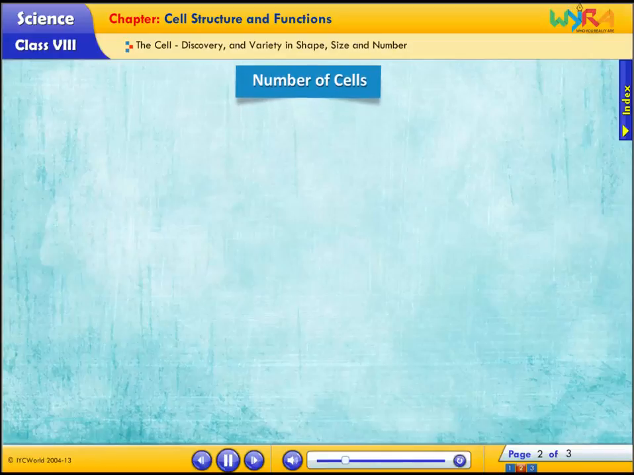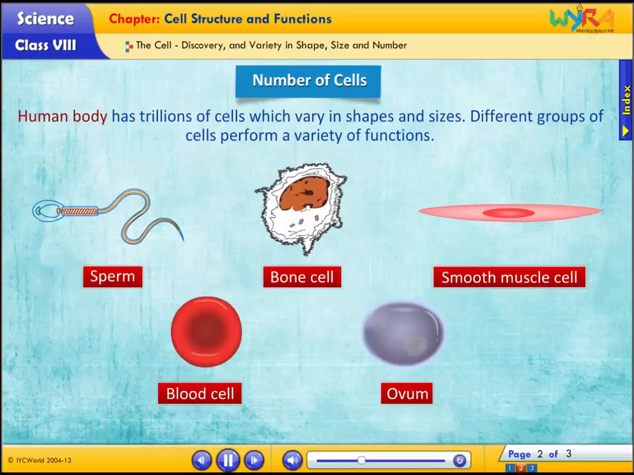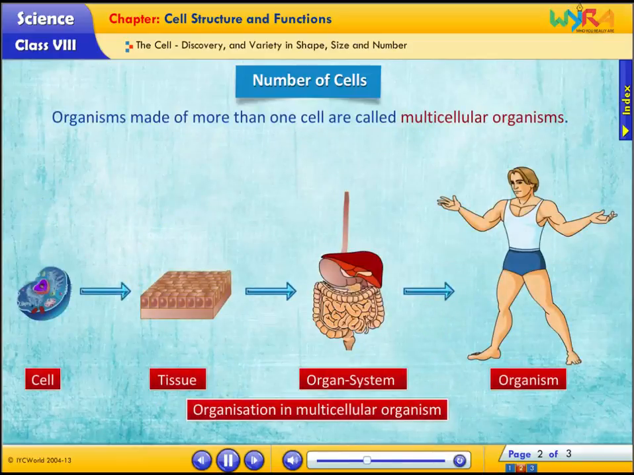Let's first learn about the number of cells found in living organisms. The human body has trillions of cells which vary in shapes and sizes. Different groups of cells perform a variety of functions. Organisms made of more than one cell are called multicellular organisms.